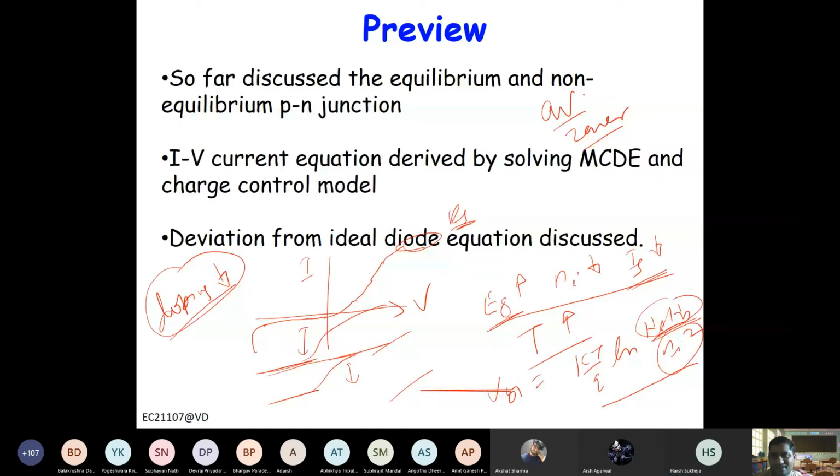What is the fundamental difference between Zener breakdown and avalanche breakdown? A student says after avalanche breakdown the diode is destroyed and we cannot use it further. Not exactly. The diode is destroyed when the current is very high. These breakdown mechanisms are used to control the current.